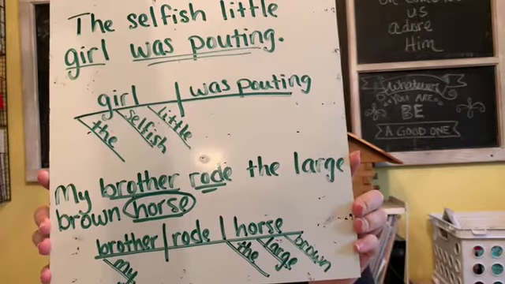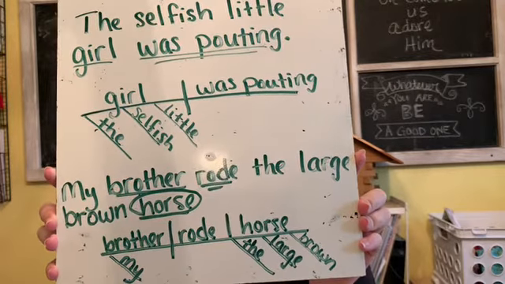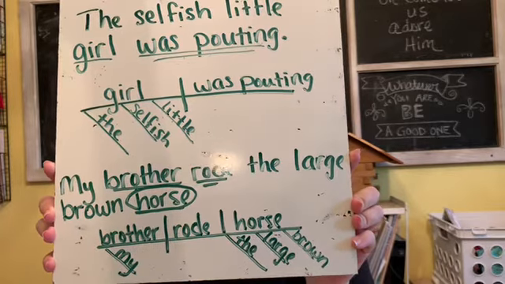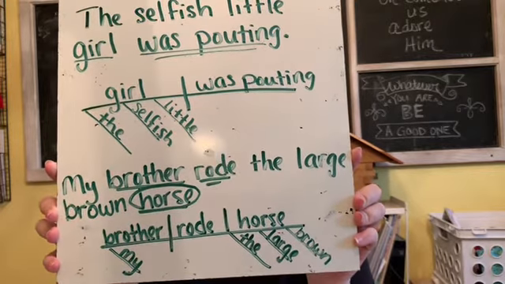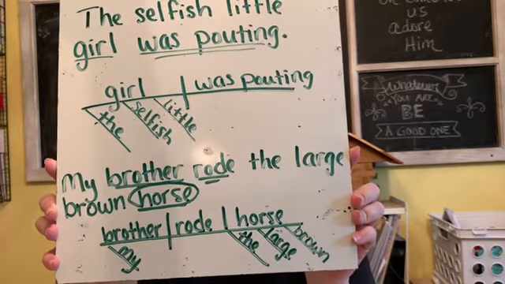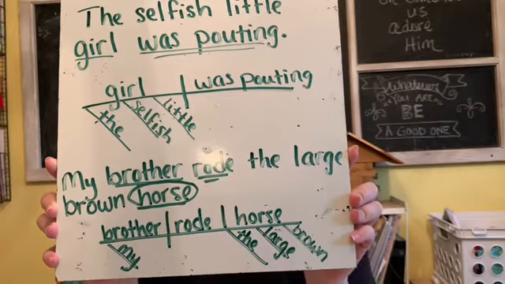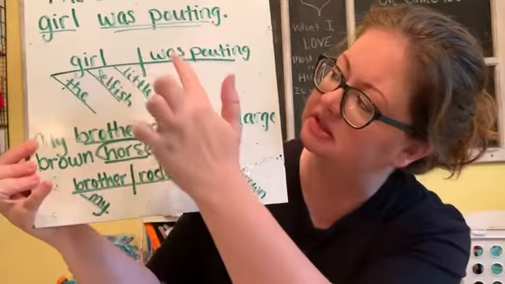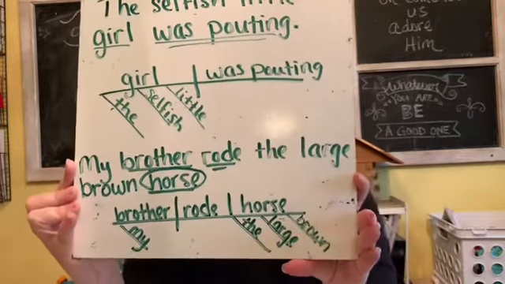So number 1 says, the selfish little girl was pouting. The first thing we have to do when we diagram is come up with our sentence skeleton, and that means our subject and our verb. The subject tells us who we are talking about? Girl. And then our verb, in this case, is a verb phrase. We have a helping verb and a main verb. So girl was pouting. There's my subject, there's my verb. So that's my sentence skeleton.